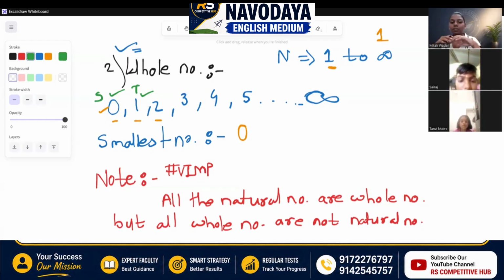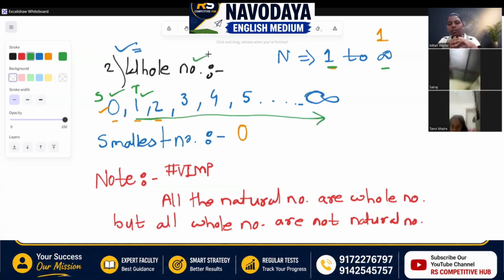So all the natural numbers are whole numbers, right? In natural numbers, from which number are we starting to count? Natural numbers are from 1 to infinity, right? And from 1 to infinity, all these numbers are covered in the whole numbers. So the first sentence is justified: all natural numbers are whole numbers. But all whole numbers are not natural numbers.